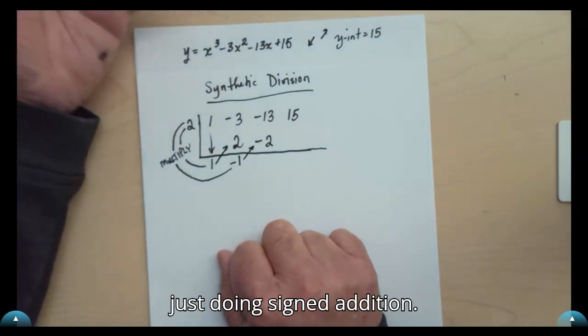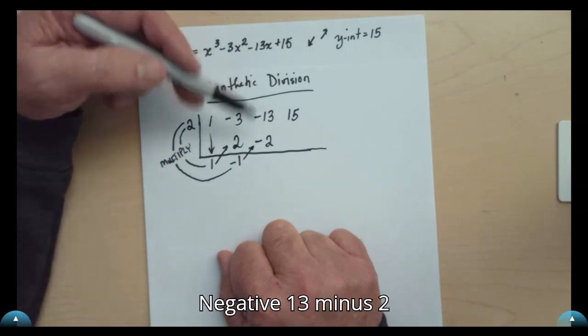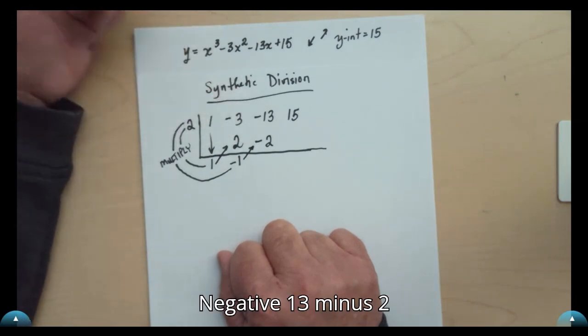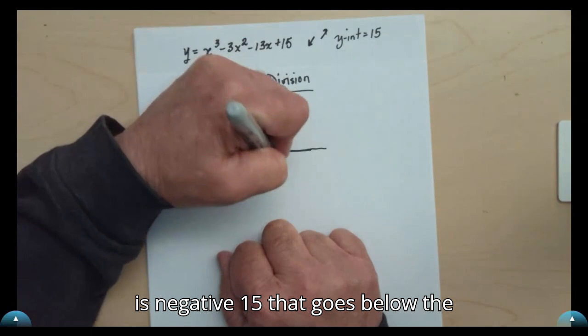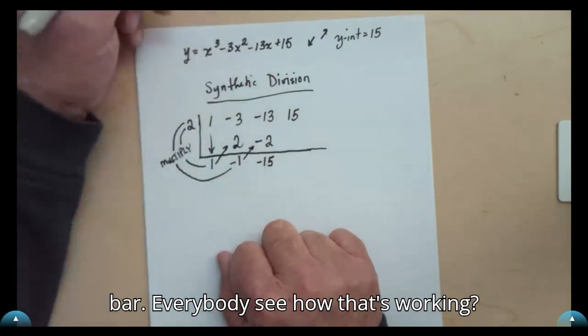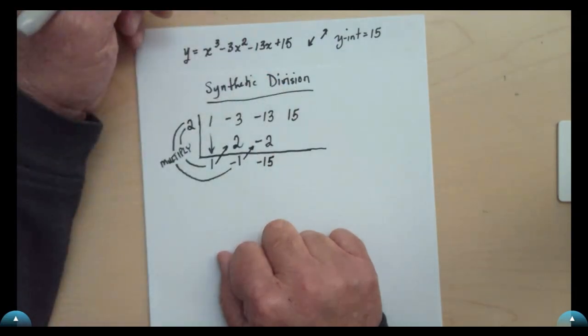Now I'm just doing signed addition. -13 minus 2 is -15. That goes below the bar. Everybody see how that's working? Everybody with me?